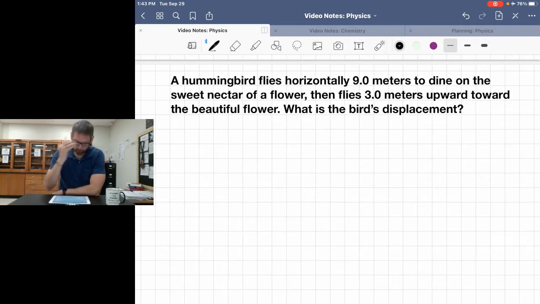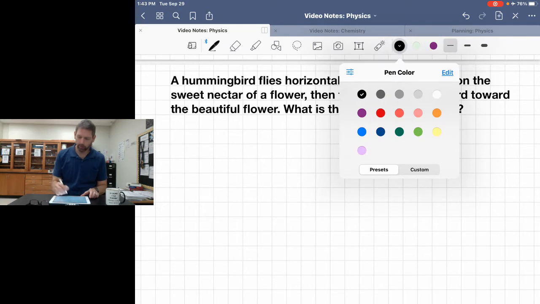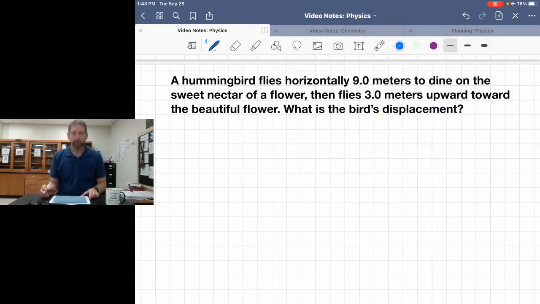So you've got a hummingbird, it's flying horizontally 9 meters, and then all of a sudden it goes upwards 3 meters towards this really beautiful flower. Envision one in your mind. What's the bird's displacement? So you guessed it, we need a free body diagram. So let's get a free body diagram on this thing right here.